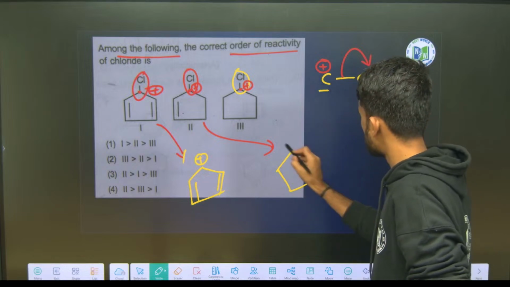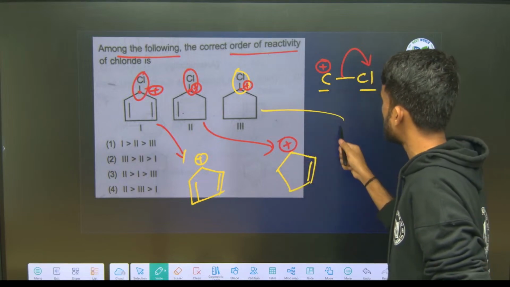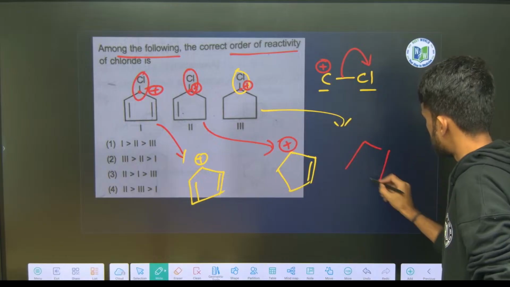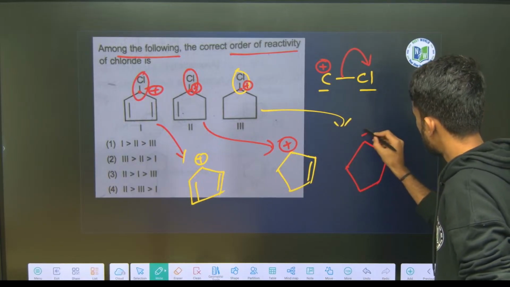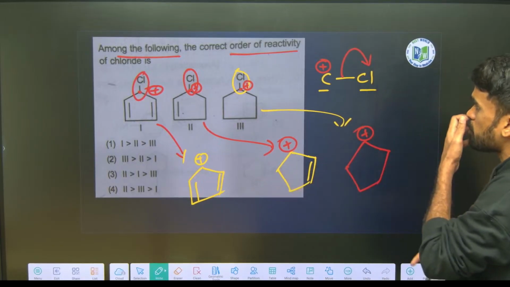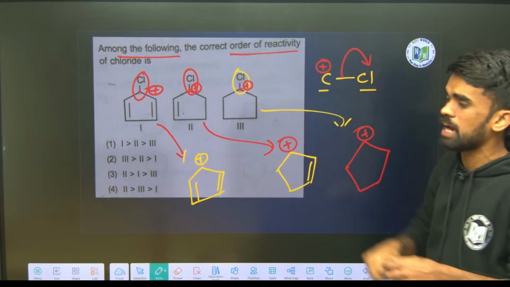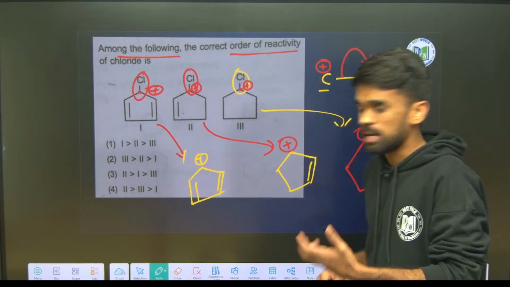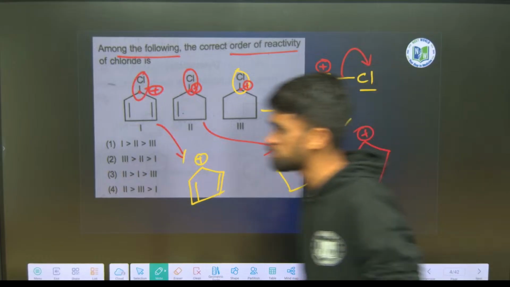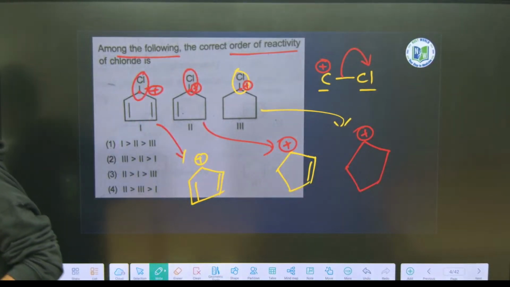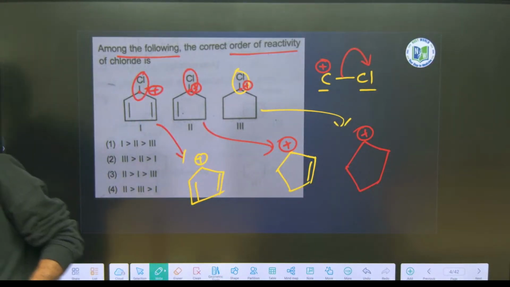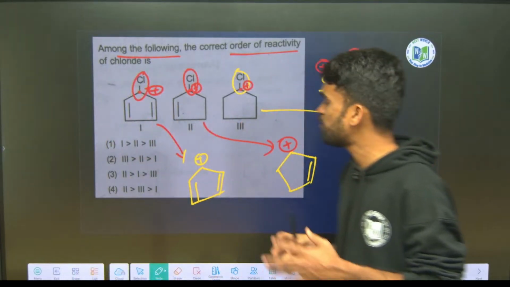In the second case, you have something like this. In this third case, you have something like this. Right? So out of these 3 carbocations, after removing chloride ion, which one is more stable here? Which one is more stable carbocation? Someone in the comment box is saying that it is option 2. Yes, let us verify this option.